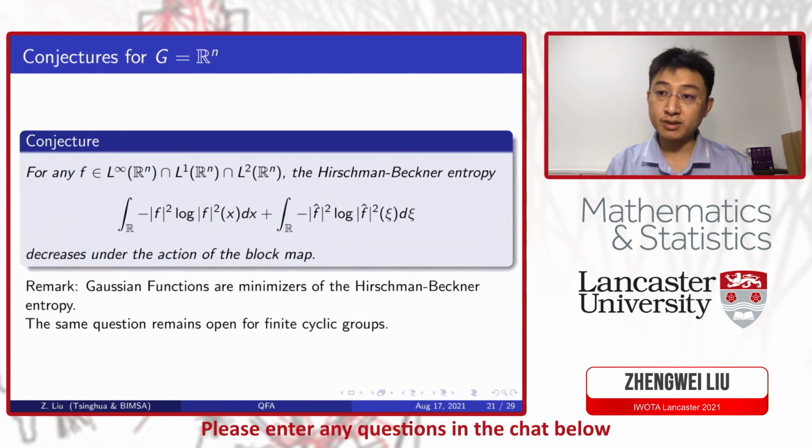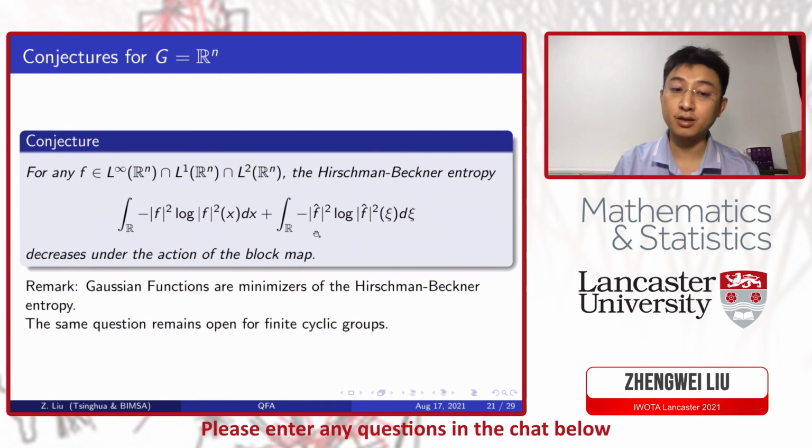And one conceptual reason why, under this block map, the function should converge to a Gaussian function is that the Gaussian function minimizes the entropy of f plus the entropy of its Fourier transform. This kind of entropy has been studied by Hirschman and Beckner in the sense of the uncertainty principle, and the minimizers are Gaussian functions. So we have a stronger conjecture that under that block map, this entropy also decreases, so eventually the minimizers are Gaussian functions. And this question is even open for cyclic groups. We don't know the answer for cyclic groups.